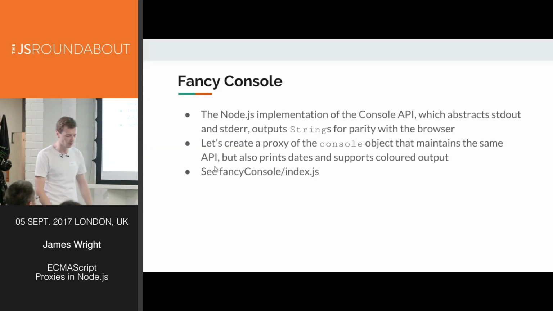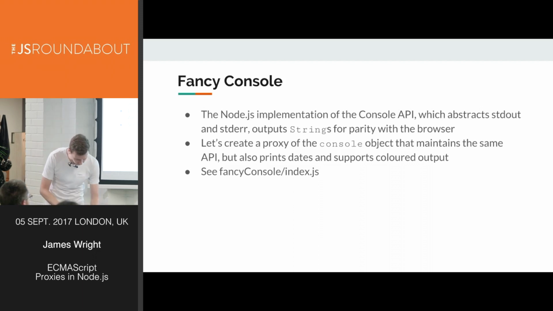So the second example is a fancy console, as I like to call it, which is maybe a bit pretentious, I don't know. The Node implementation of the console API, which abstracts standard out and standard error, outputs strings to those outputs for parity with the browser. It's not made to be a logger, for example, nor is it made to be that complex. But potentially we want a local development logger, or we might want a server logger with more detailed information like times of events. But we can maintain parity with the console API, and that provides familiarity for developers.